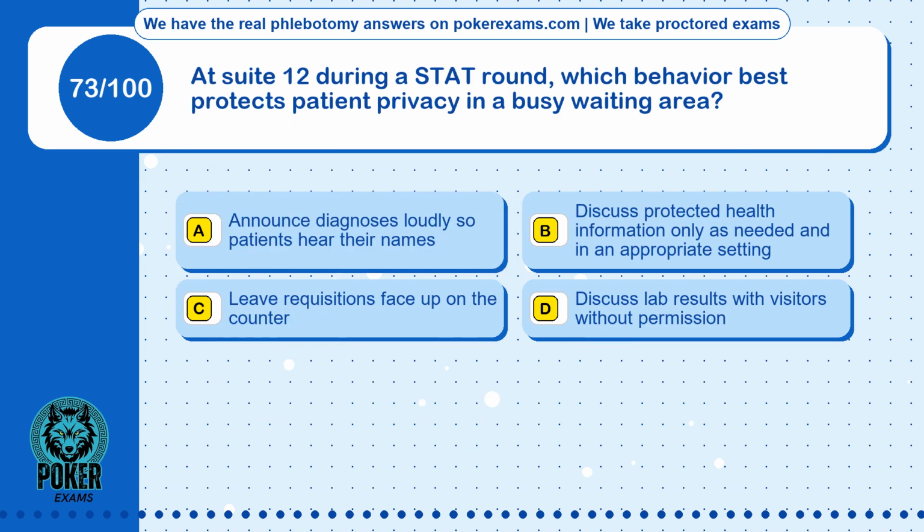Question 73. At Suite 12 during a stat round, which behavior best protects patient privacy in a busy waiting area? Option A, announce diagnoses loudly so patients hear their names. Option B, discuss protected health information only as needed and in an appropriate setting. Option C, leave requisitions face up on the counter. Option D, discuss lab results with visitors without permission.